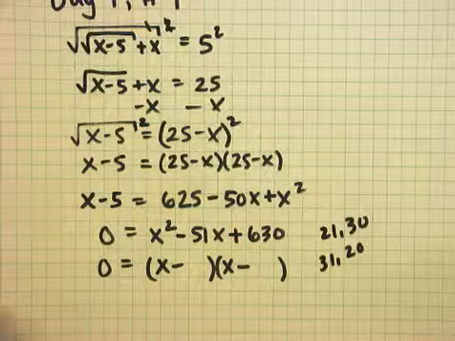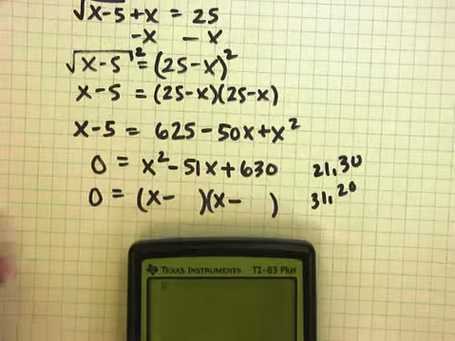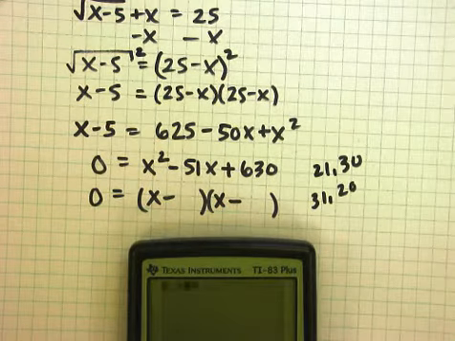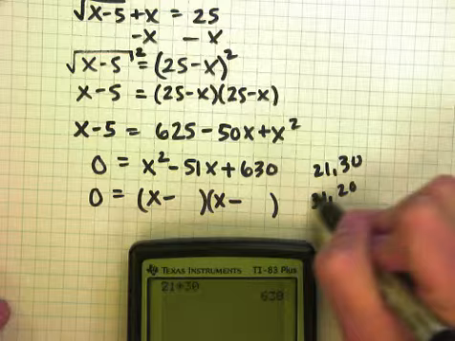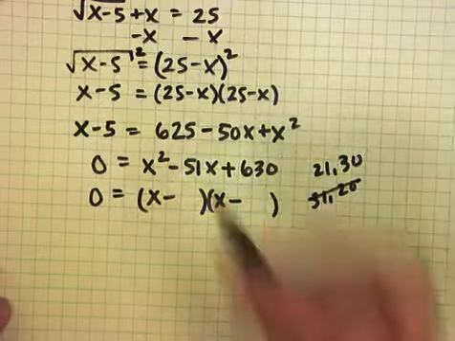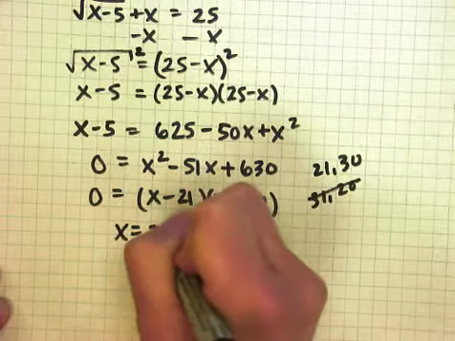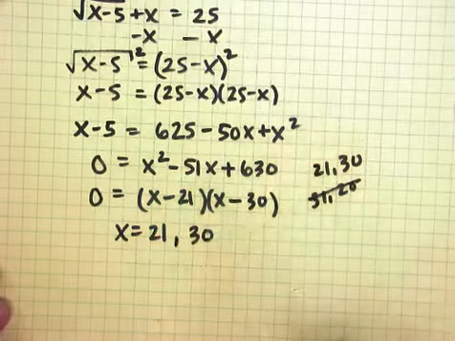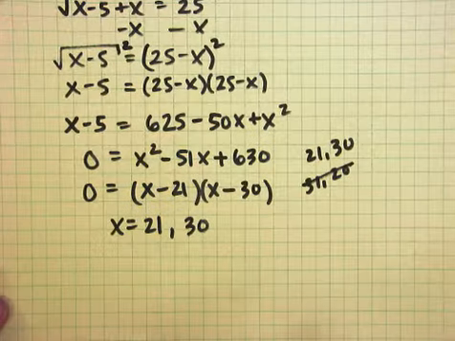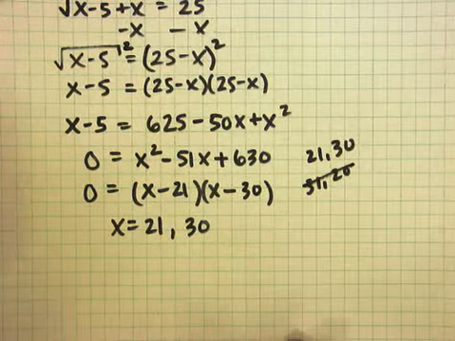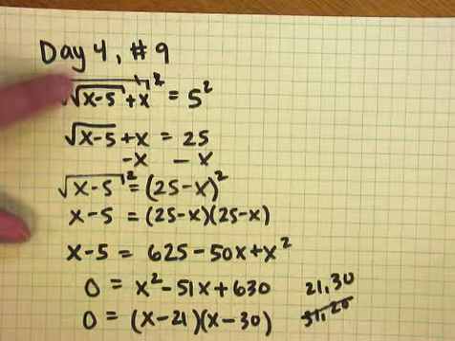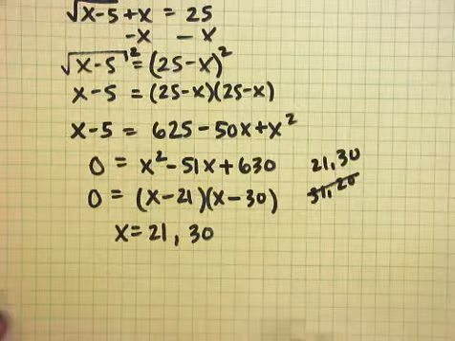So I'm going to double check that on my calculator real quick. Let's see, 21 times 30 is 630, so it is 21 and 30. So that means x equals 21 or x equals 30. Now, since we squared both sides, we should go back up and check for extraneous solutions by plugging it back into the original problem. I'm going to go ahead and leave that for you guys to do.